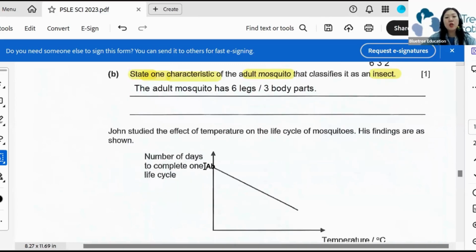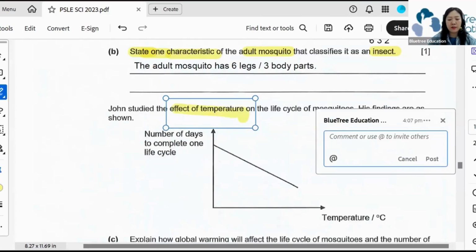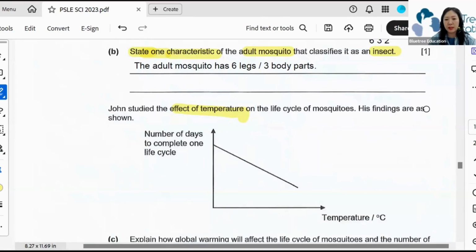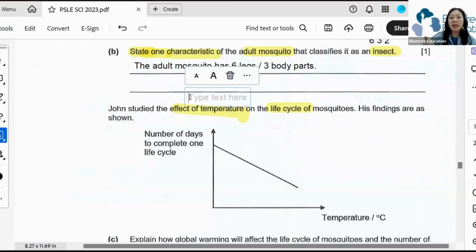Next one. John studied the effect of temperature on the life cycle of mosquitoes. So again, analyze and annotate. The life cycle, the effect of temperature. Teacher Joe got distracted by this. Sorry. So here, annotate, right? I know that likely the temperature is my changed or measured variable. That's right, it's my changed variable. So I'm going to write change variable here.